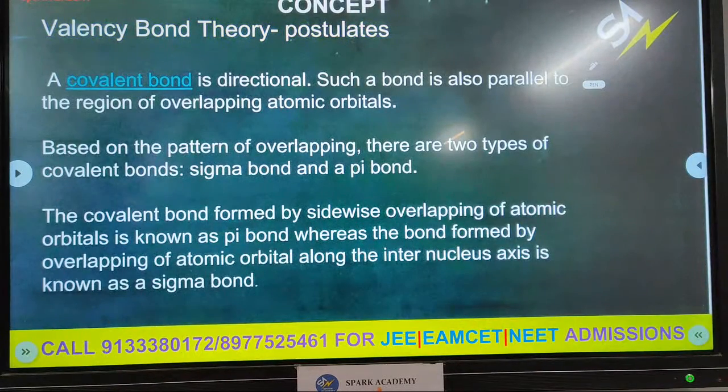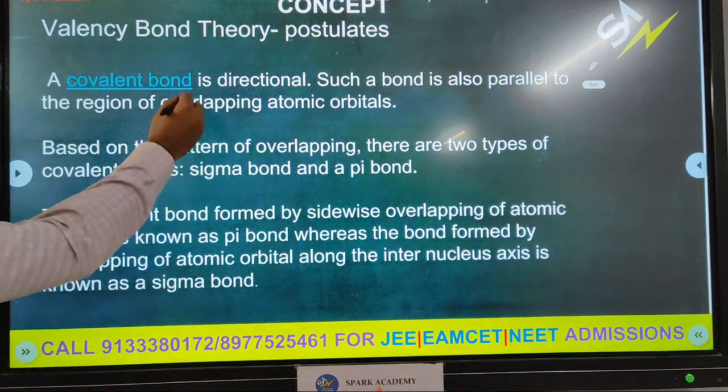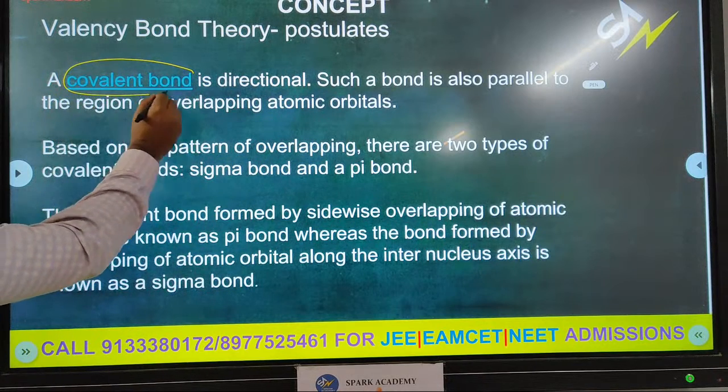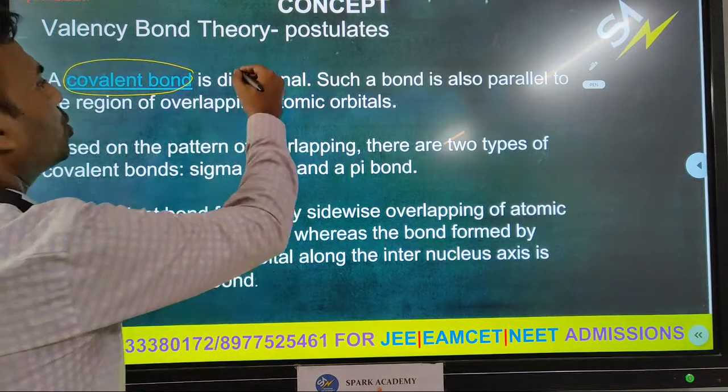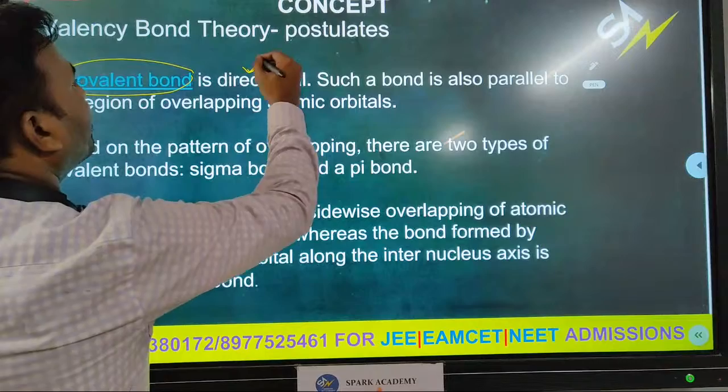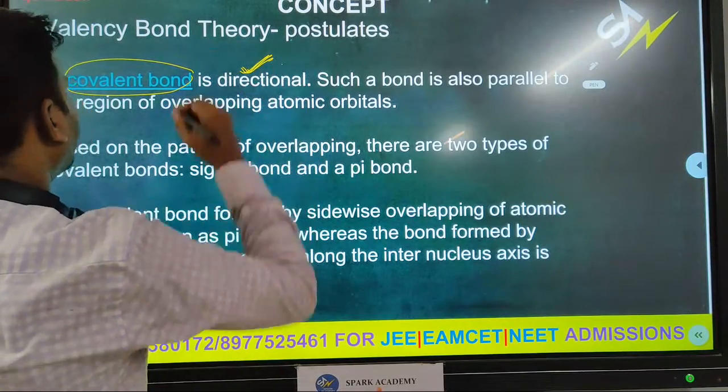And the next postulate: a covalent bond is a directional bond. So the covalent bond is called a directional bond. Why? Because it is parallel to the region of the overlapping atomic orbitals. Here the overlap is parallel, so that makes the covalent bond directional. So, confirm: the covalent bond is a directional bond.